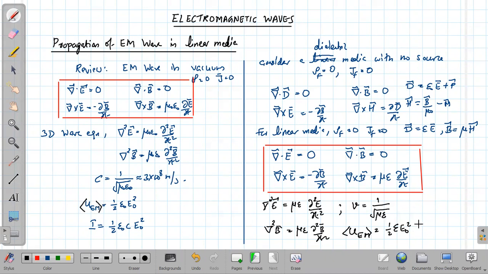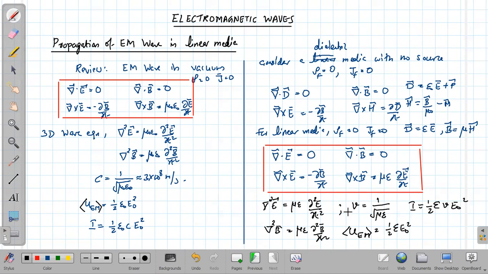And what would be the intensity? The intensity of the electromagnetic wave would be half epsilon V E0 square. In the earlier case, in the case of vacuum, I used C, but in the case of linear media, instead of C, we have to use V. So which would be greater? C would be greater compared to V.